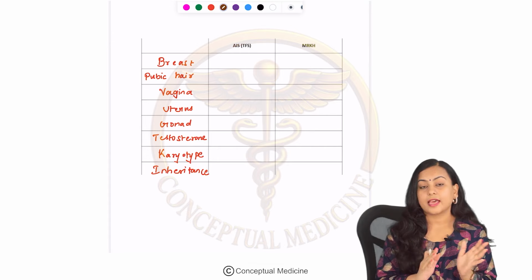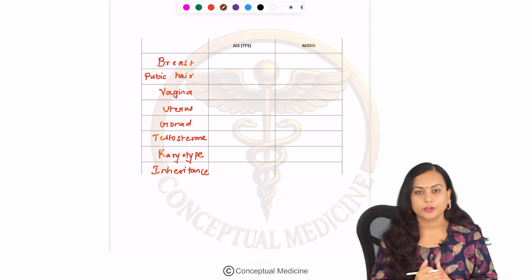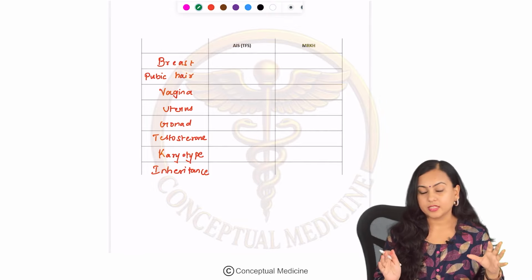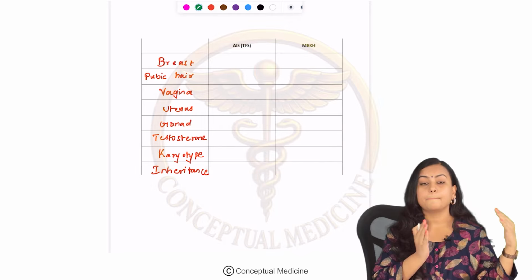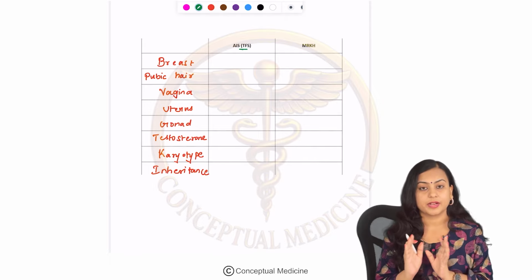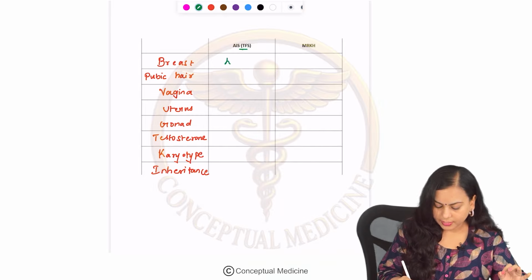Now, let's go on and discuss androgen insensitivity syndrome and Mayer-Rokitansky-Kuster-Hauser syndrome, because there will be similar features as well as differentiating features. This can also be a point of confusion while you give your exams, right? So, the breast in complete androgen insensitivity syndrome, which is also known as TFS, that is testicular feminization syndrome, and MRKH, is well developed in both.